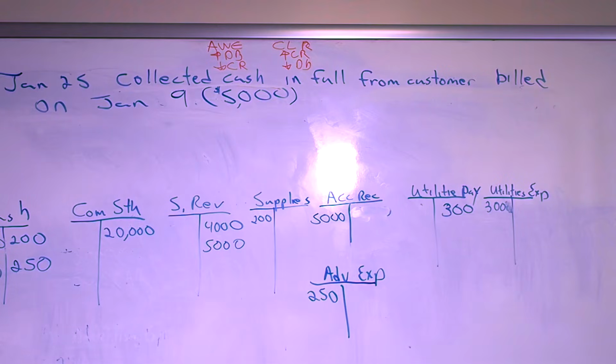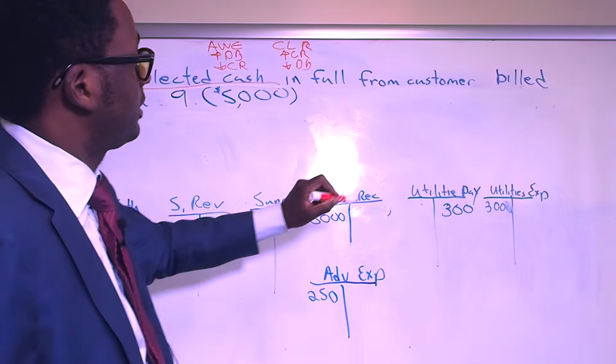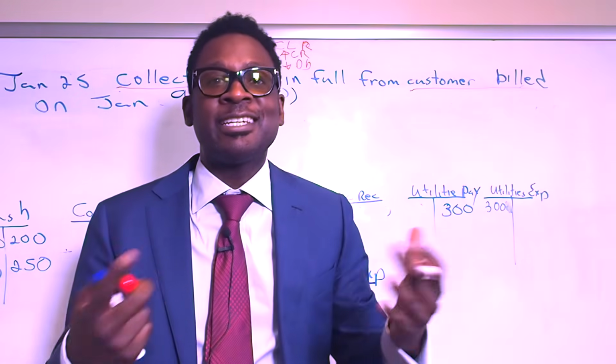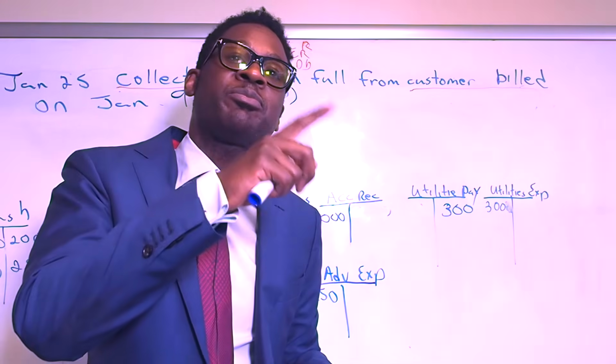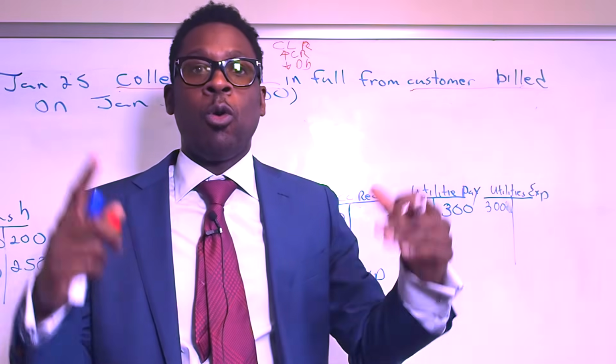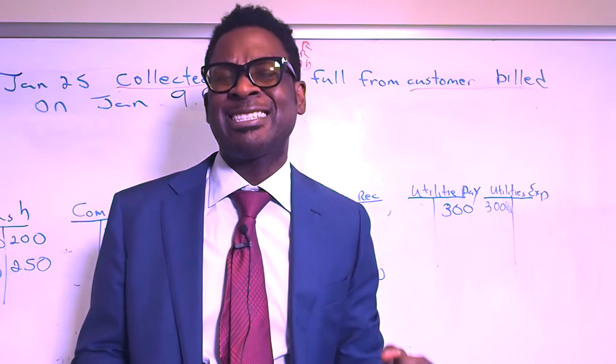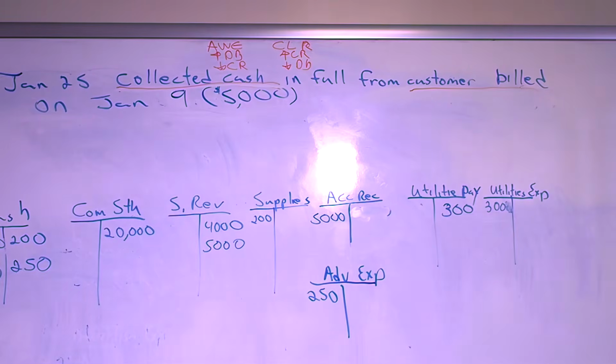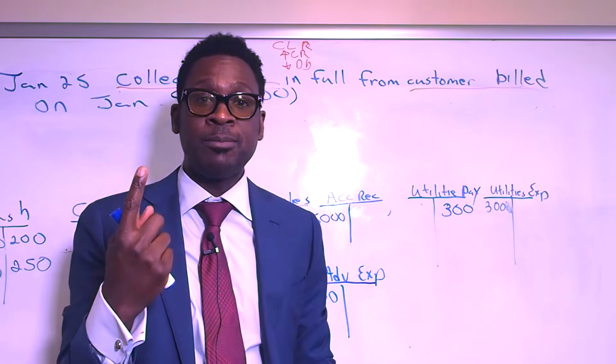Transaction number 7. January 25th, collected cash in full from customer billed on January 9th. So, what are the keywords in here, gang? Collected cash from customer billed. So basically what happened was we collected on an account we set up previously. And so what accounts are affected when we collect on an account? Clearly, cash is affected. Since we collected cash, it went up.